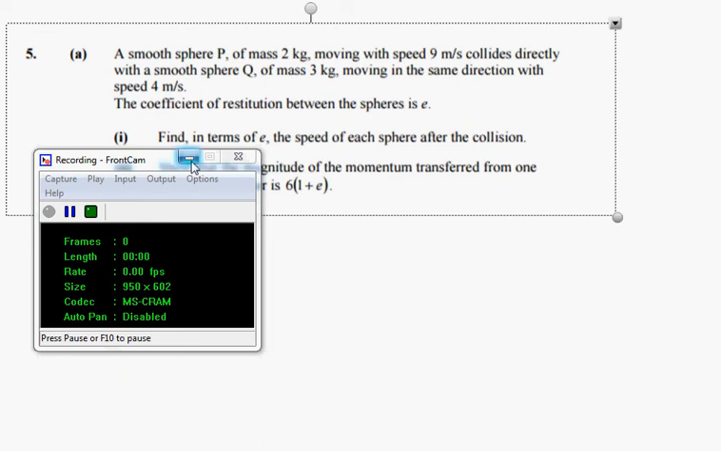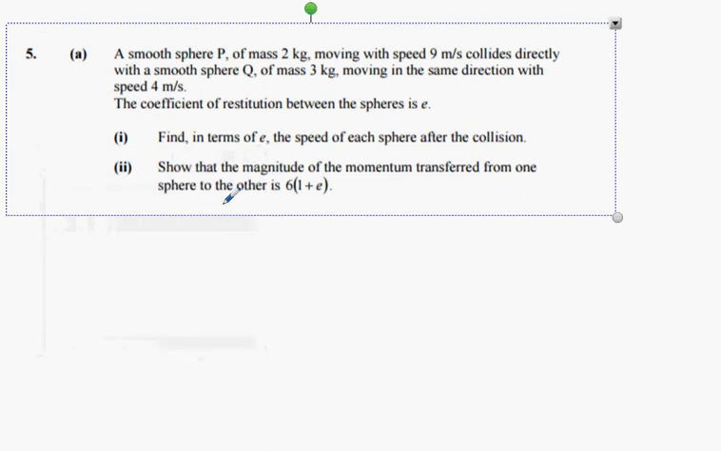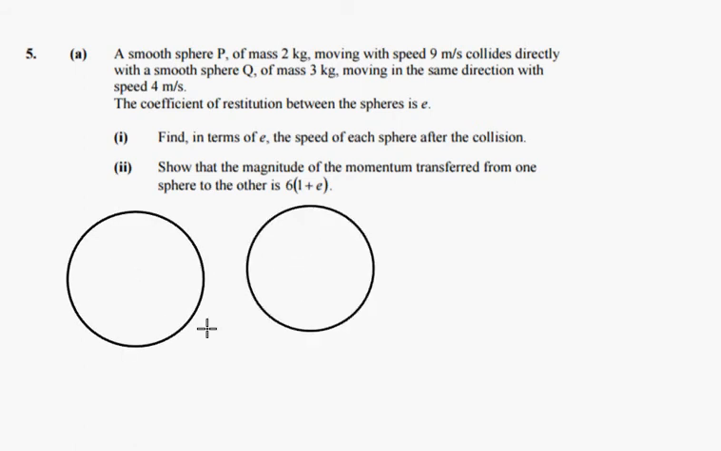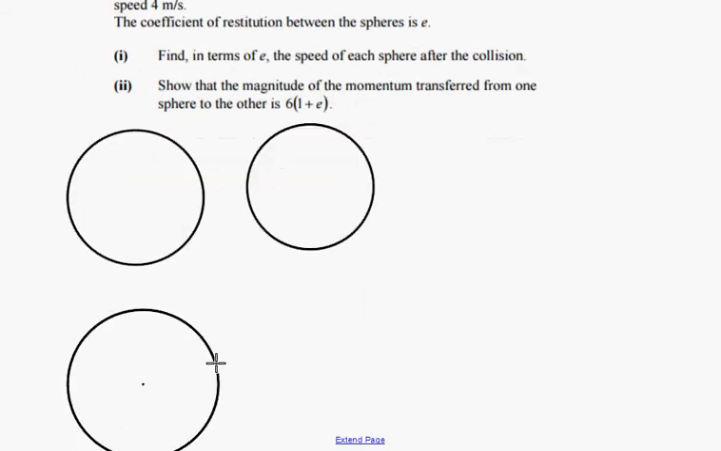Okay guys, so what we have here is the 2007 5A. A smooth sphere P of mass 2 kilograms, moving with speed 9 meters per second, collides directly with a smooth sphere Q of mass 3 kilograms, moving in the same direction with speed 4. So that's what we're looking at here, and then a before and after picture. This makes things that bit easier.